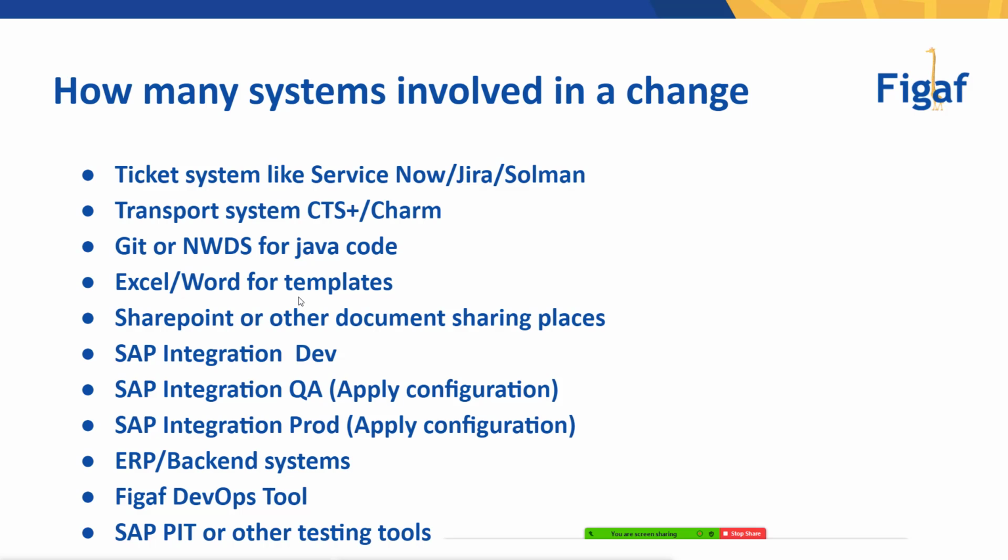Then you need access to development. You need access to QA and production. And I think most developers should not really have access to QA and production, because you just end up making a bit of a mess in there. Then we have backends. You probably need access, hopefully the FIGAF tool, and PAT or some other testing tool. And all of these just add a lot of complexity, and you need unified access to all of it.